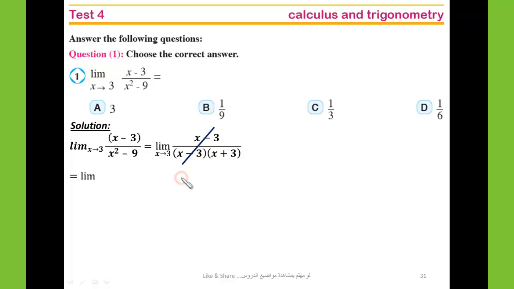So the new limit will be the limit of 1 over (x plus 3) when x tends to 3. Substituting x equal 3 again, you get 3 plus 3, which equals 6, and the answer is D, because here the answer is 1 over 6.